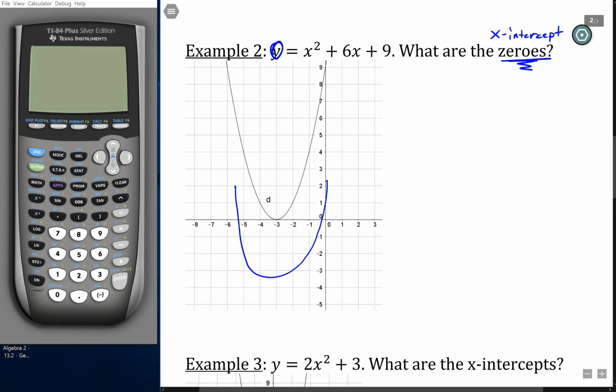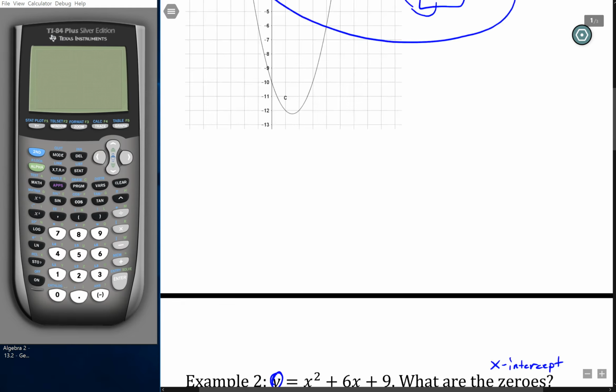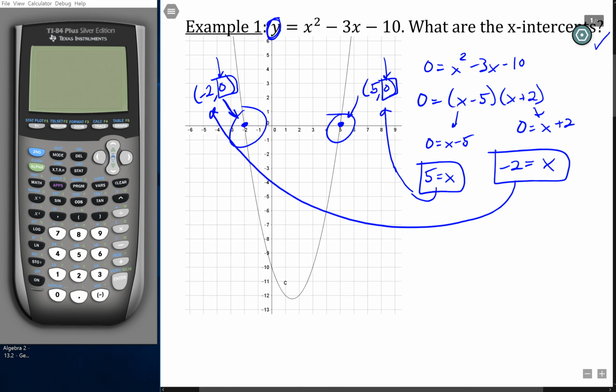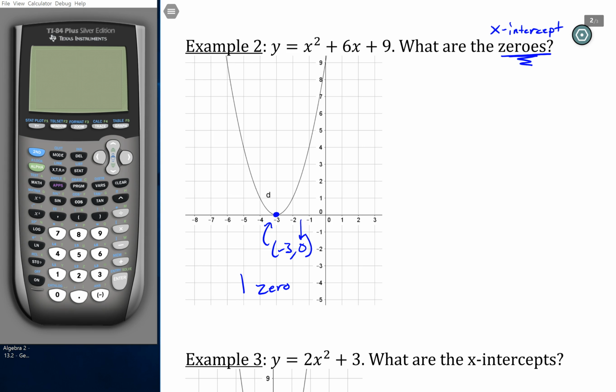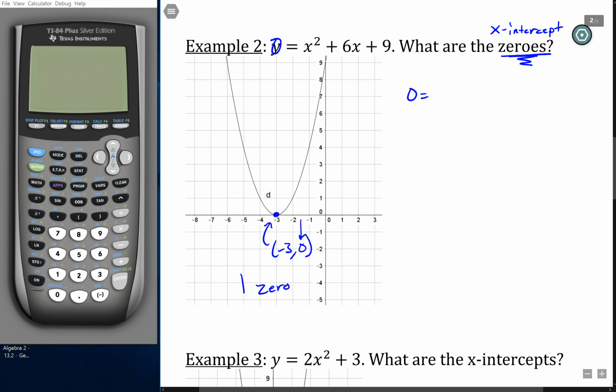It doesn't just straight up cross like the other parabola did. What this parabola does is it goes down and it just barely touches the x-axis at the point negative 3, 0. So while we had two x-intercepts in example 1, right here it looks like, because the parabola is just touching, we only have one zero, or one x-intercept. Interesting. And let's see what happens when we actually do the math. Remember, since I know that the point is going to have a y-coordinate of 0, because that's what an x-intercept is, I'm going to replace y with 0 and solve for what x equals.